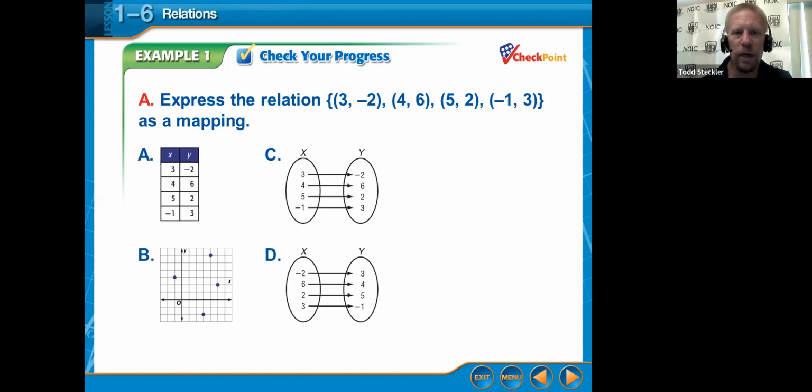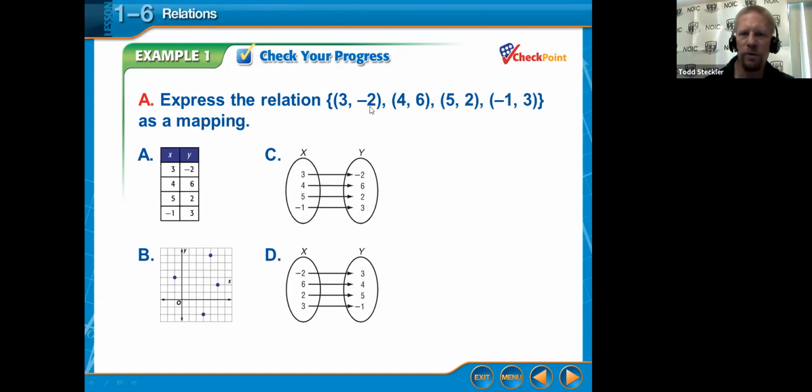So let's first of all talk about the word relation. A relation by definition is a set of ordered pairs. So we do have a set. In mathematics, sets are denoted using braces a lot of times. So we do have a left brace. So this starts our set, and there's a right brace that ends our set. And we said that a relation is a set of ordered pairs. So there are 4 ordered pairs here.